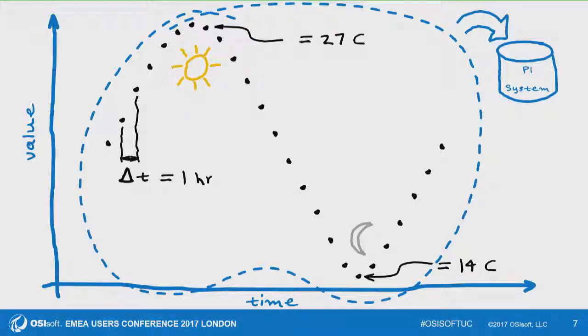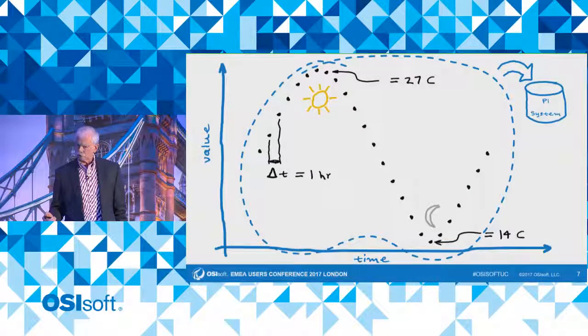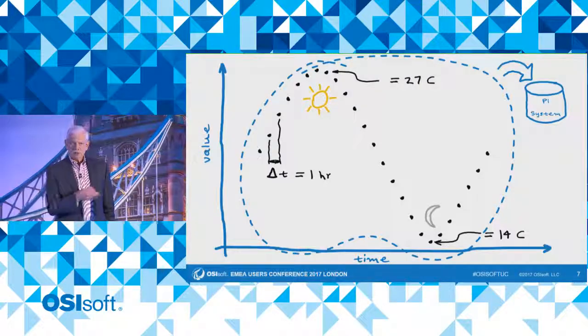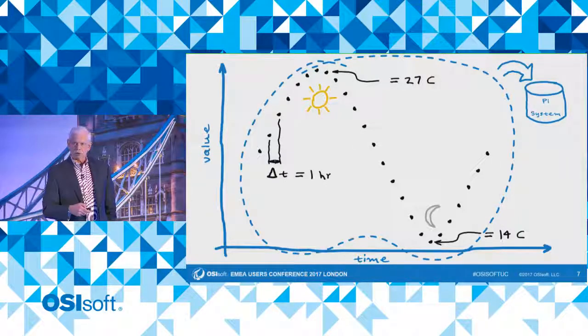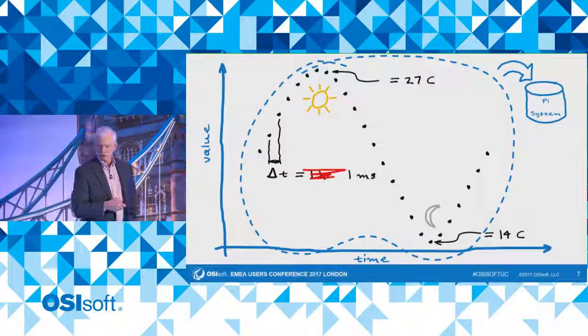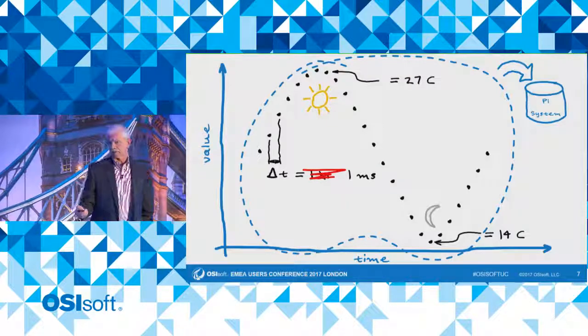Where people's heads explode is when you tell them vibration data is the same. It's no different. Generally they won't believe you, because they've been taught their entire career that vibration data is special and vibration data is different. But conceptually, take a look at what we do here. All we do is change delta t. We make it 1 millisecond, for example.